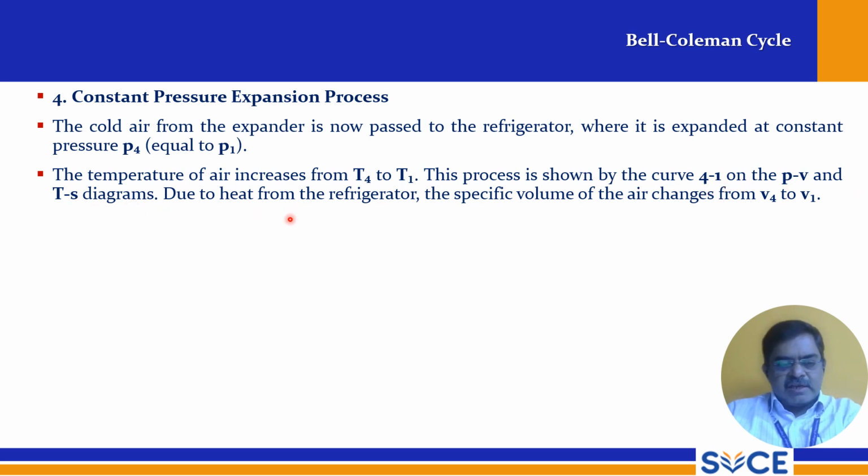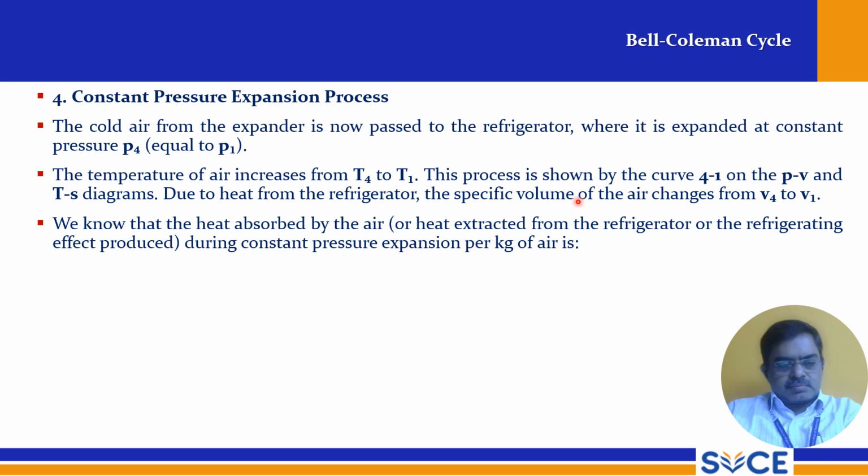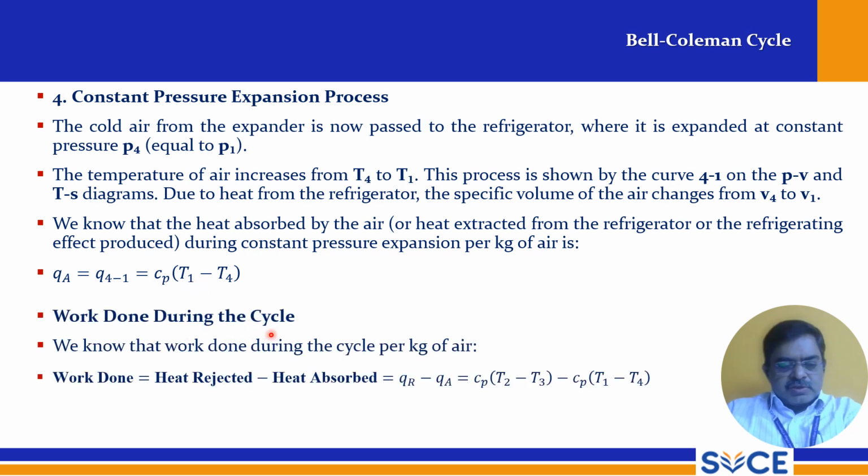Due to heat from the refrigerator, the specific volume of the air changes from V4 to V1. We know that the heat absorbed by the air, or heat extracted from the refrigerator, or the refrigerating effect produced during constant pressure expansion per kg of air is QA equal to Q4-1, equal to Cp into (T1 minus T4). Work done during this cycle is heat rejected minus heat absorbed.